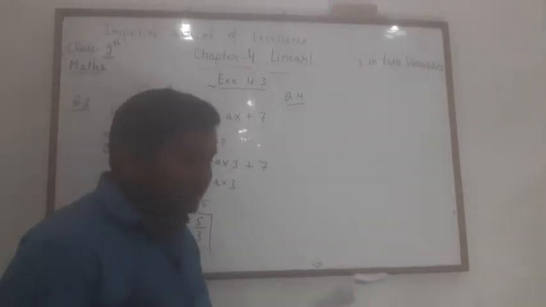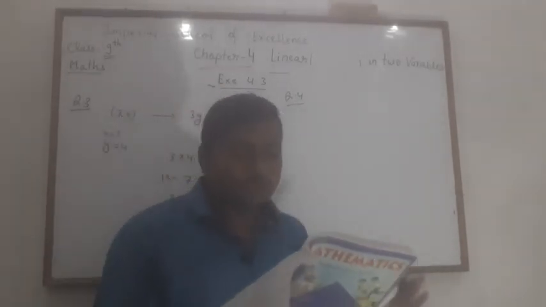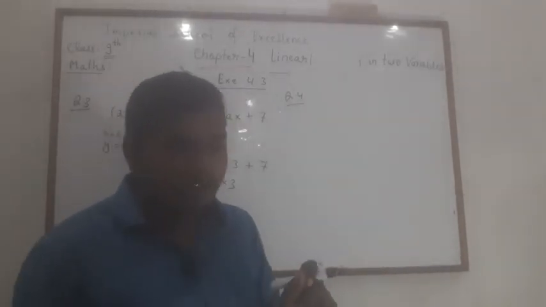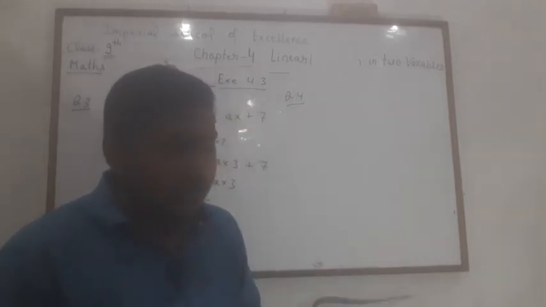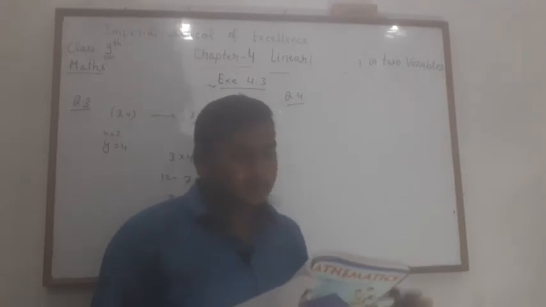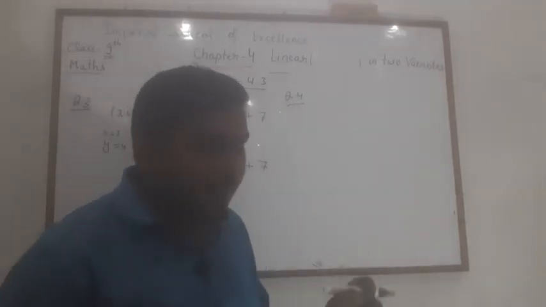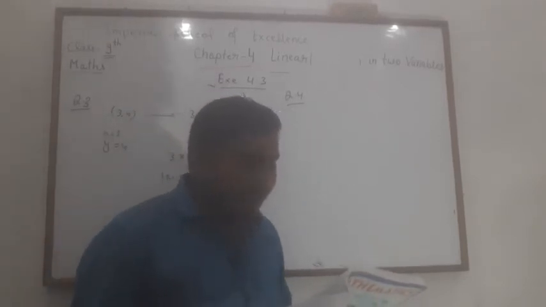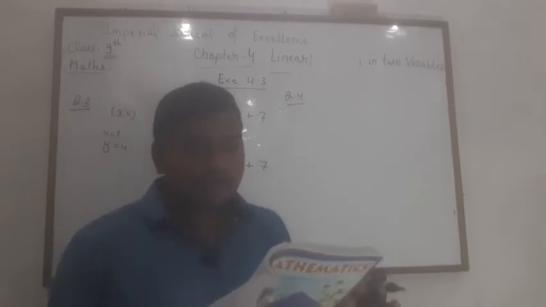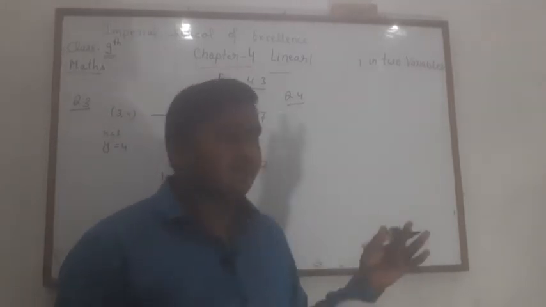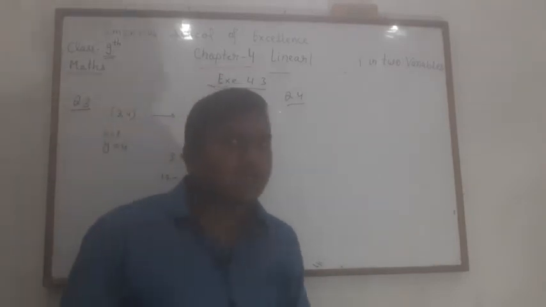Taxi fare in a city is as follows. For the first kilometer the fare is 8 rupees, and for the subsequent distance it is 5 rupees per kilometer. Taking the covered distance as x and the total fare as y, write a linear equation for this information and draw its graph. Okay, so I am framing the linear equation for it, and certainly you can draw the graph.